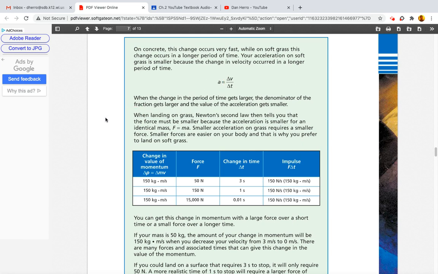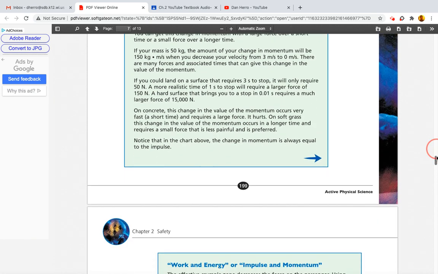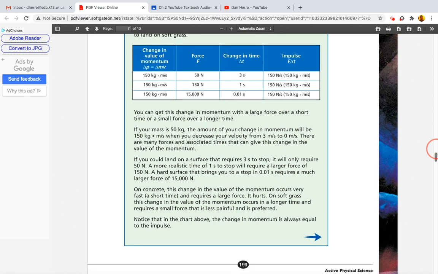When landing on grass, Newton's second law then tells you that the force must be smaller because the acceleration is smaller for an identical mass. Smaller acceleration on grass requires a smaller force. Smaller forces are easier on your body, and that is why you prefer to land on soft grass. All right.